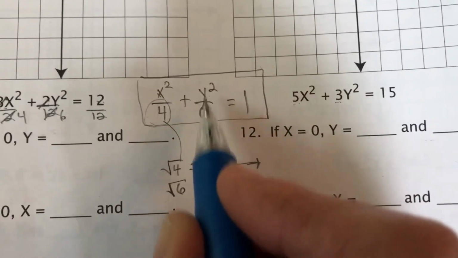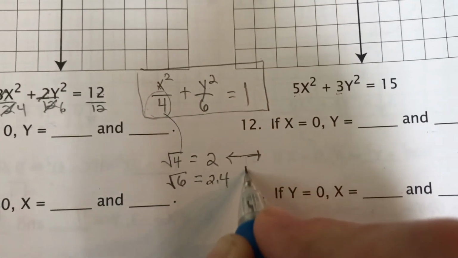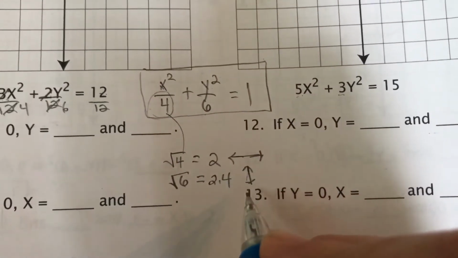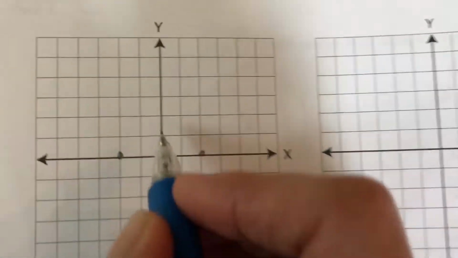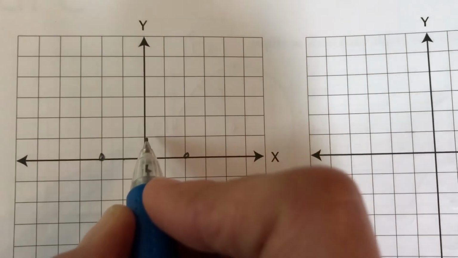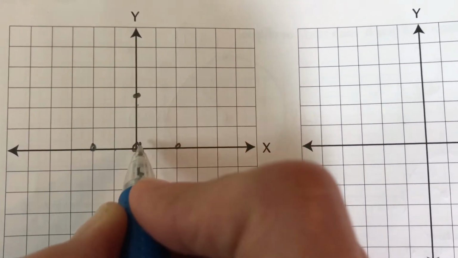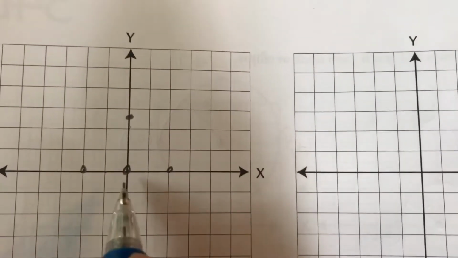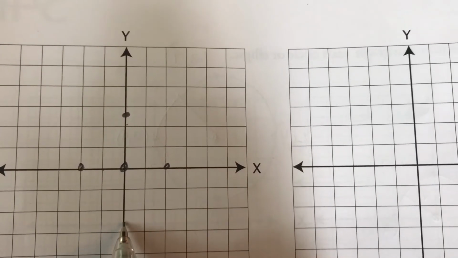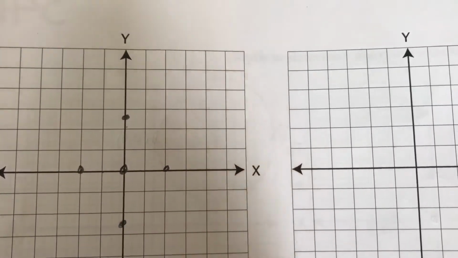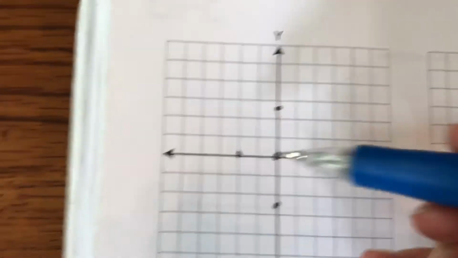The square root of 6 is about 2.4. Now notice the 6 is under the y. We all know the y-axis goes up and down. So from my center, I'm going to go approximately up 2.4. So I'm going up the square root of 6, and I'm going down the square root of 6, which happens to be about 2.4. So yes, we're estimating. Then we're going to draw.